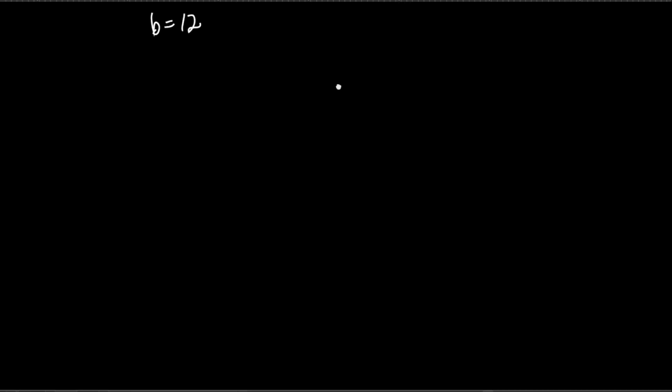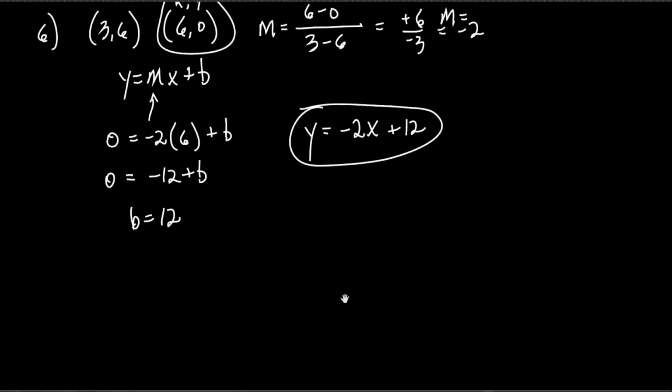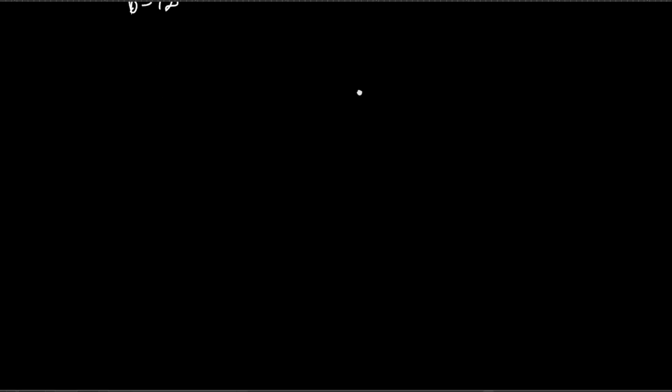We're running a little short on time, so let me keep going. All right, let's do another one. This is number 7. So 5, 4, and -3, -8. All right, I'm going to go through a little faster now.